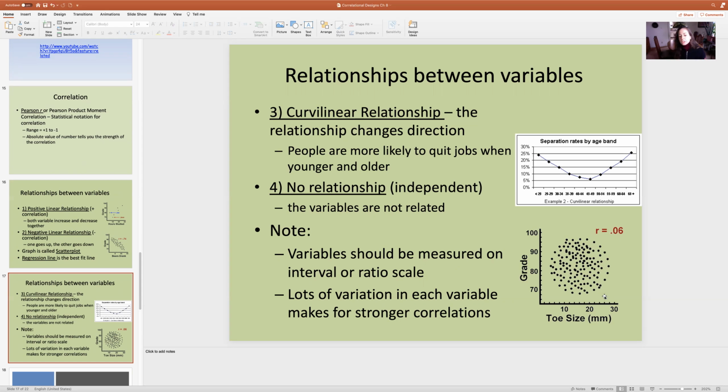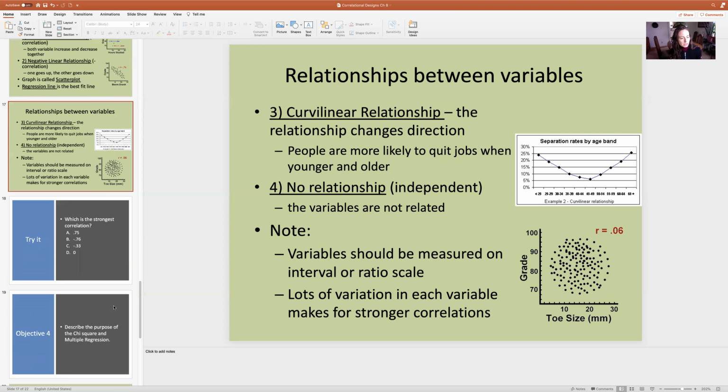There's lots of variation in each variable that will make for a stronger correlation. So if you're looking, for example, at the amount of education in college students, just about everyone is going to have about the same amount of education. You know what I mean? So K through 12 plus 1 year of college or 2 years of college or whatever. So the range is very, very small there. That's not going to be a good variable to do a correlation on. We want a much, much higher range of numbers there in order to do a correlation.